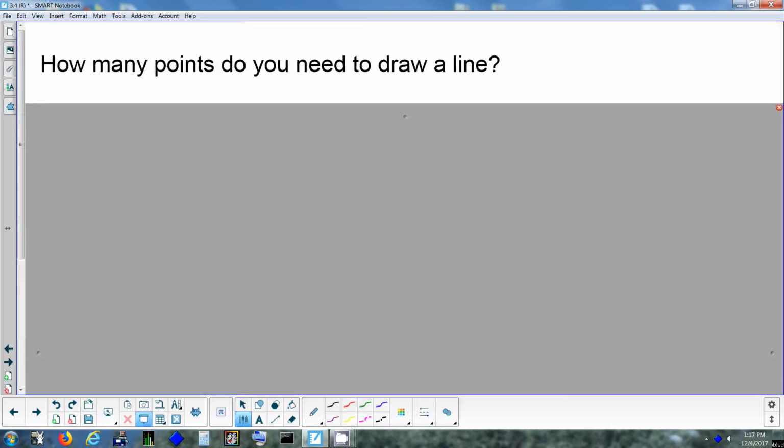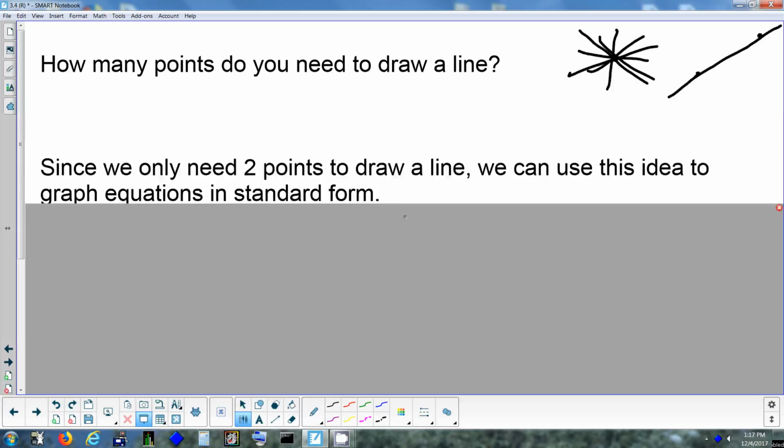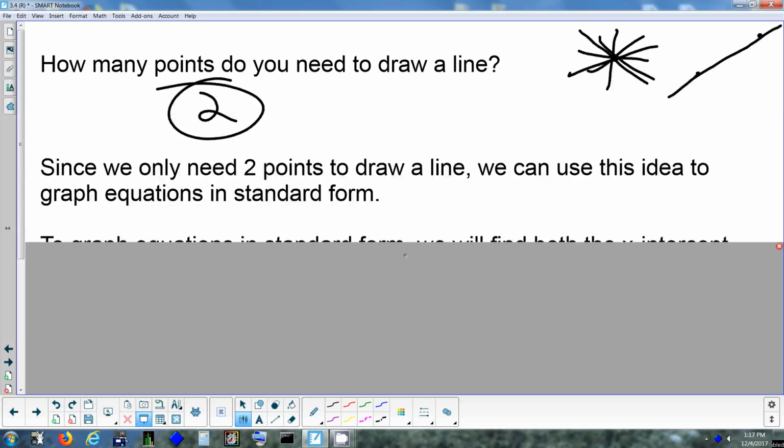Okay, so when you're drawing a line, how many points do you need? 2. That's all you need. How come you can't just draw 1 point? If I said draw a line through that, you could go like this, you could go like that, you could go all different ways. But if you have 2 points, how many lines go through both those points? Just 1. So how many points do you need to draw a line? 2. Since you only need 2 points to graph a line, we can use that idea to graph equations.